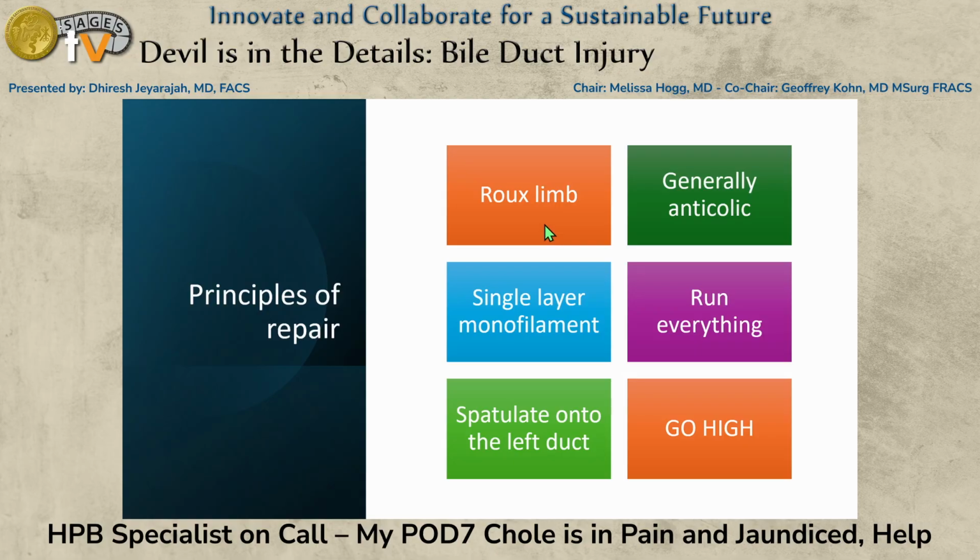So principles of repair, Roux-en-Y. I generally go antecolic. I generally do everything running as a single layer. I spatulate onto the left duct. I go as high as possible because remember, blood supply is coming from above and below. Everything from below is gone, so you're relying on good vascularity from above, and I go high. If an HPB surgeon says, I want to go as low as possible so that I'll have more duct to deal with for my revision, that's not what you want to hear. The first try is your best try.